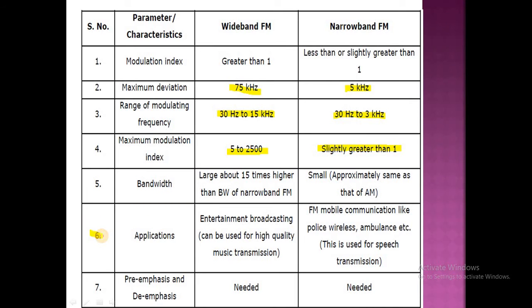So applications, it is important. Wideband FM is especially used in entertainment broadcasting. Narrowband FM is used in FM mobile communication like police wireless and ambulances, etc. This is used for speech transmission.